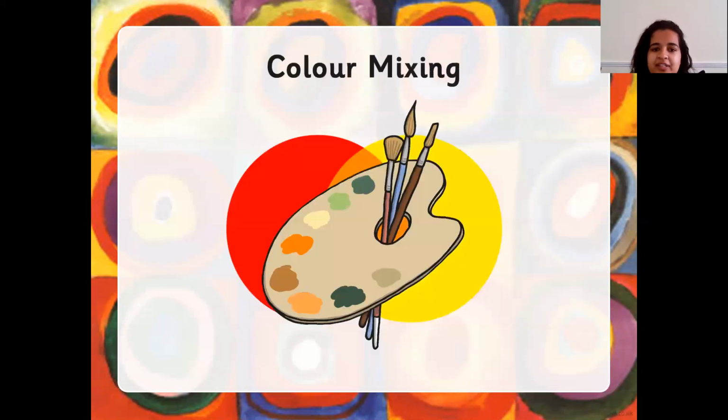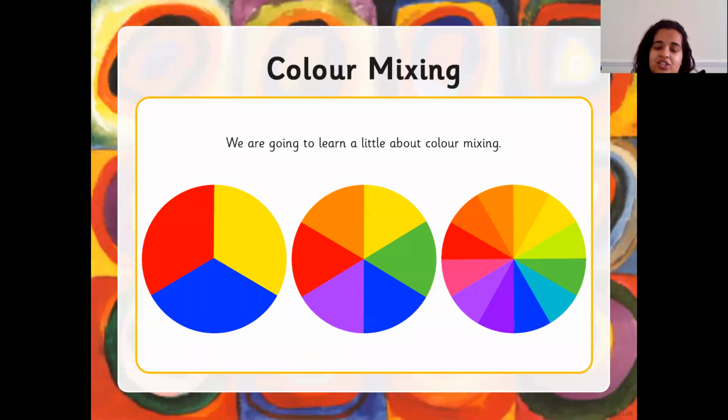So the first thing that we're going to talk about is color mixing. I'm sure that you have experienced this at some time when maybe you have used coloring pencils or some felt tips or even paint. You notice that when you mix two colors together, it changes. So we're going to be learning a little bit about color mixing, and over here you can see our color wheels, and you'll start to understand why they look like this as we go through the lesson.